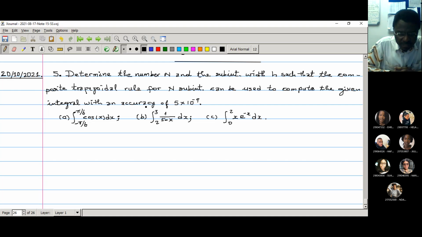5. Determine the number n and the subinterval width h such that the composite trapezoidal rule for n subintervals can be used to compute the given integral with an accuracy of 5 times 10 to the negative 9. And then you have 3 integrals that are given. So you are going to apply this to each of these integrals.